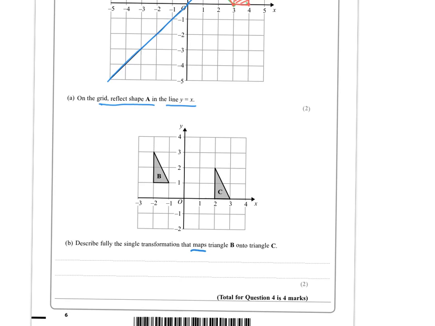So when we're looking at movement, we're looking at a translation, and the best way to say that is a vector. So if we look at a point here, how would we move that? Well, we'd go 1, 2, 3, 4 along. So 4 this way, and then we'd go 1 down.